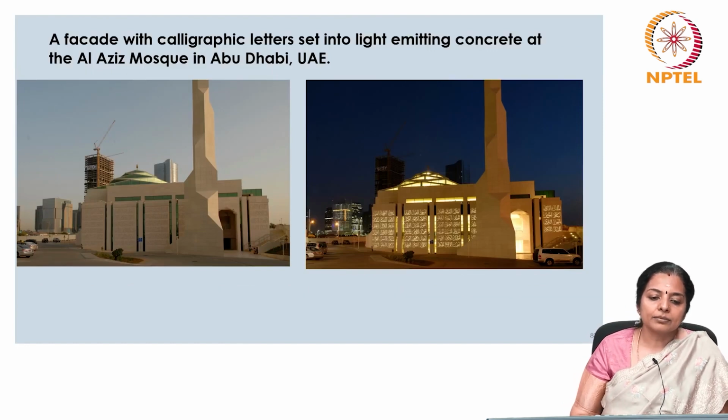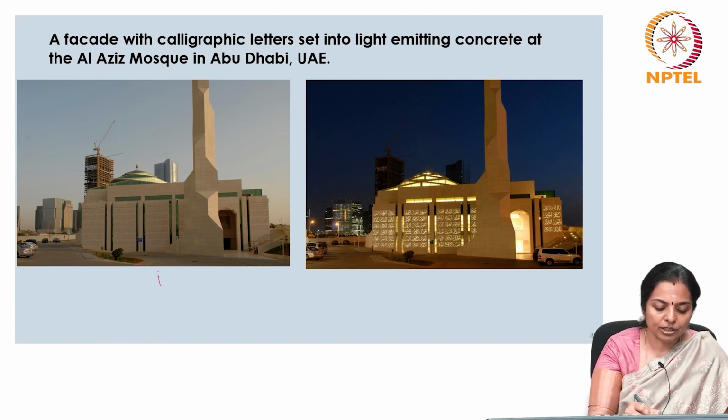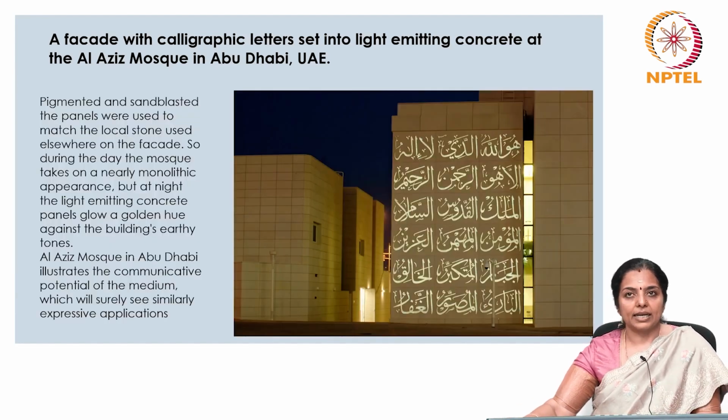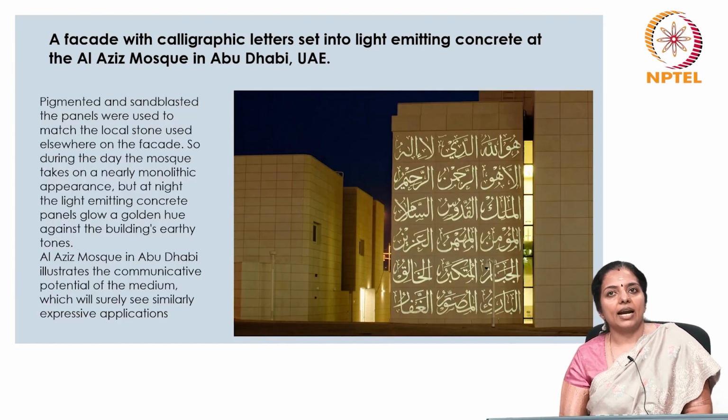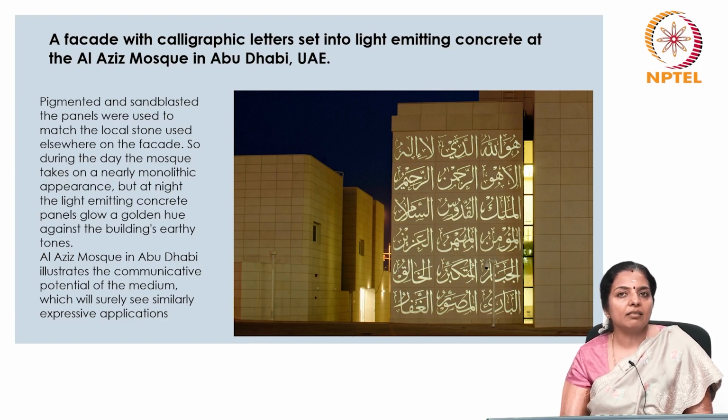And the next example is a facade with calligraphic letters set into light emitting concrete at the Al Aziz Mosque in Abu Dhabi, UAE. The first picture represents the mosque during daytime and the second represents the mosque at night time. In this building, pigmented and sand blasted panels are used to match the local stone used elsewhere on the facade. So during the day, the mosque takes on a nearly monolithic appearance, but at night, the light emitting concrete panels glow a golden hue against the building's earth tones.